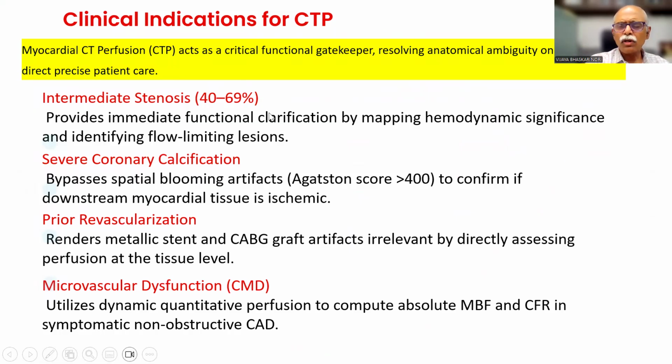You want to show definitively ischemia with objective parameters like getting an absolute myocardial blood flow, do CT myocardial perfusion. Severe coronary calcification, which hinders the FFR and stenosis quantification, myocardial perfusion is a very good modality. Prior revascularization with stents and bypass, if you suspect ischemia, do a CT myocardial perfusion. And to differentiate between coronary microvascular dysfunction and epicardial coronary artery stenosis, CT myocardial perfusion is a very good modality.